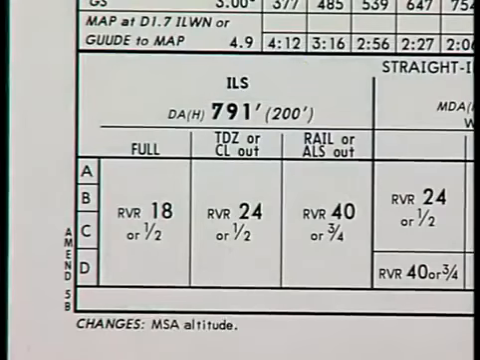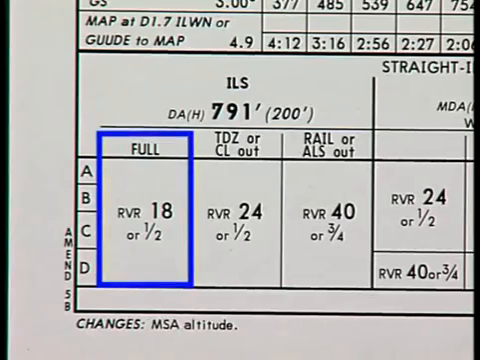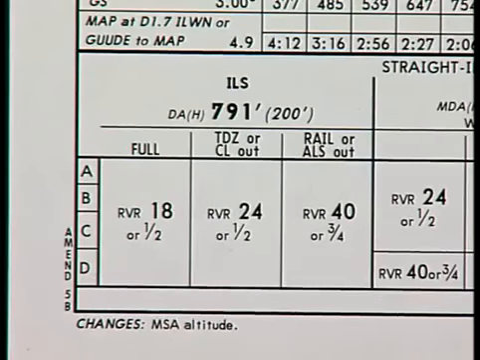The first column of an ILS approach is designated as full. The minimums within this column apply when all components are operational. In this example, no matter what category of aircraft you are flying, you can descend to a decision altitude of 791 feet MSL, which is 200 feet above the touchdown zone elevation.